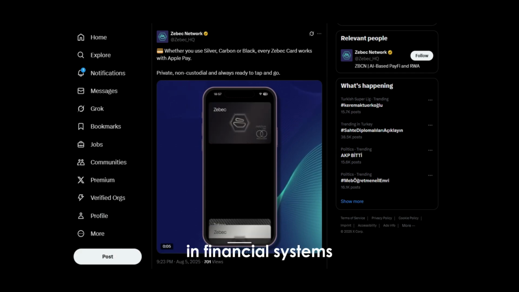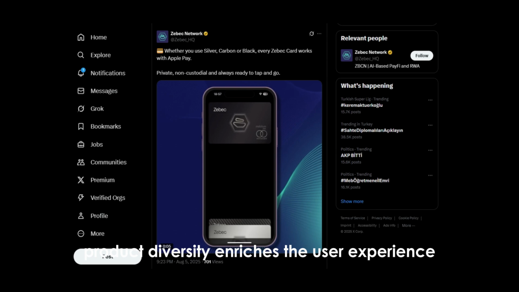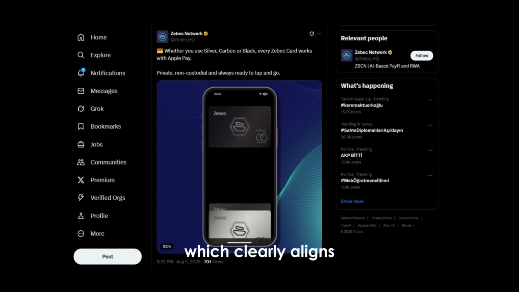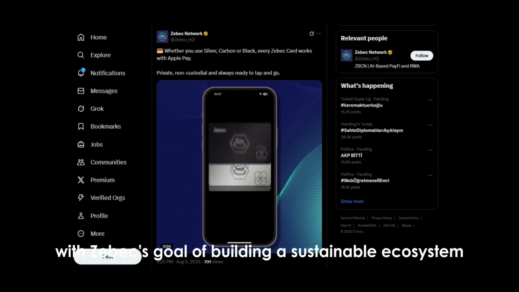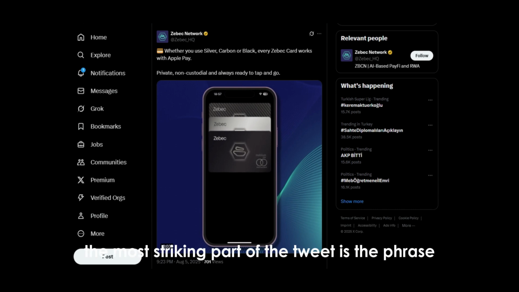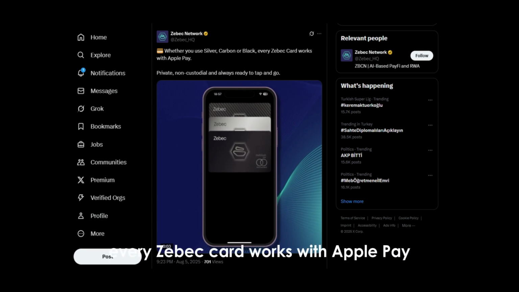In financial systems, product diversity enriches the user experience and strengthens customer loyalty, which clearly aligns with Zebec's goal of building a sustainable ecosystem. The most striking part of the tweet is the phrase, "Every Zebec card works with Apple Pay."